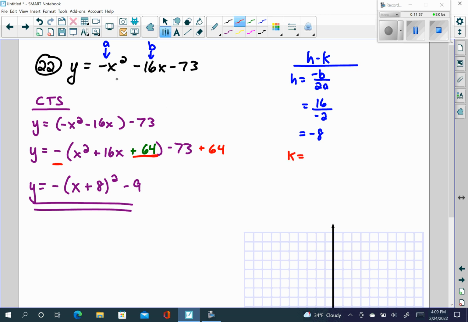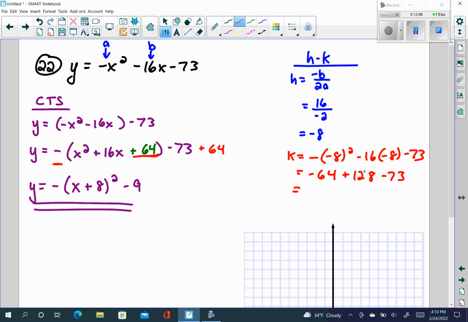K is going to equal, now this first term starts off as the opposite of negative 8 squared minus 16 times negative 8 minus 73. So negative 8 squared is 64, but we also have this negative out in front, so this becomes a negative 64. 16 times, or negative 16 times negative 8 will be positive. 8 times 6 is 48. We carry the 4, so 8 times 1 is 8 plus 4. We get a 128 minus 73.